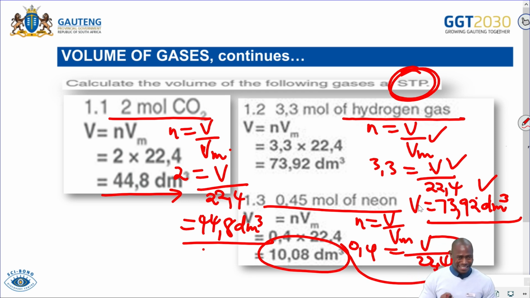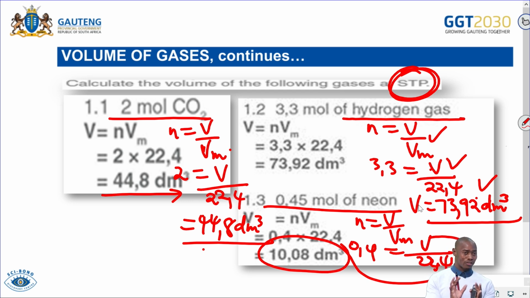Vm is not a constant. Vm is a constant for STP, which is 22.4. I hope it's making sense, learners. Vm is not a constant. It's not like Avogadro's number. Na is always 6.02 times 10 to the power 23. But Vm is not a constant. It's a constant for a gas that is at STP. But for a gas that is at a different temperature or different pressure, it's different. It's not always 22.4. It's 22.4 for which temperature?